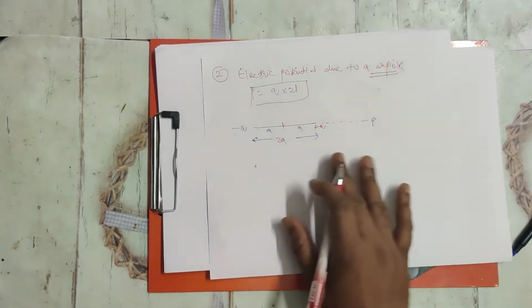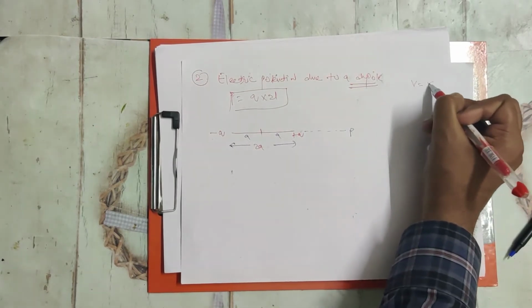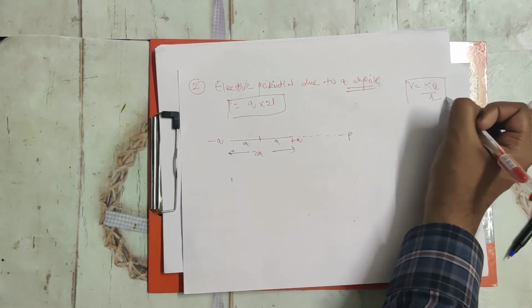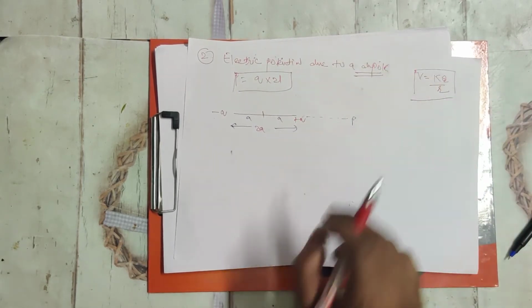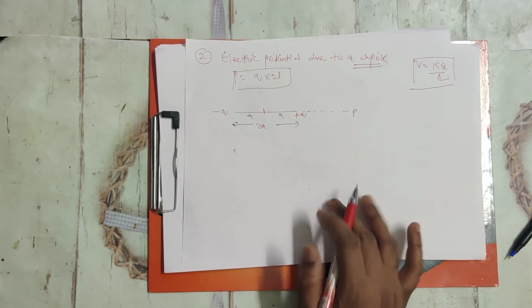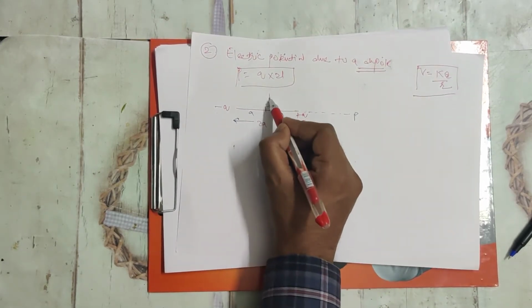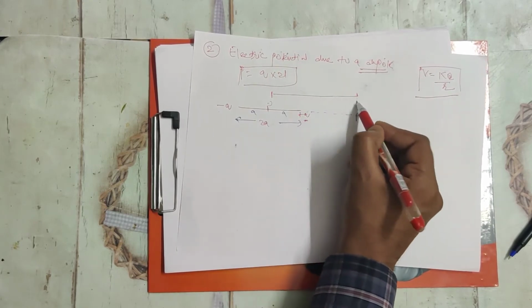We have discussed the formula: V is equals to kq divided by the distance. Electric potential due to any charge would be this. So if you take the charge plus q, for example, I have taken the center as O, and from the center to P there is a distance r.